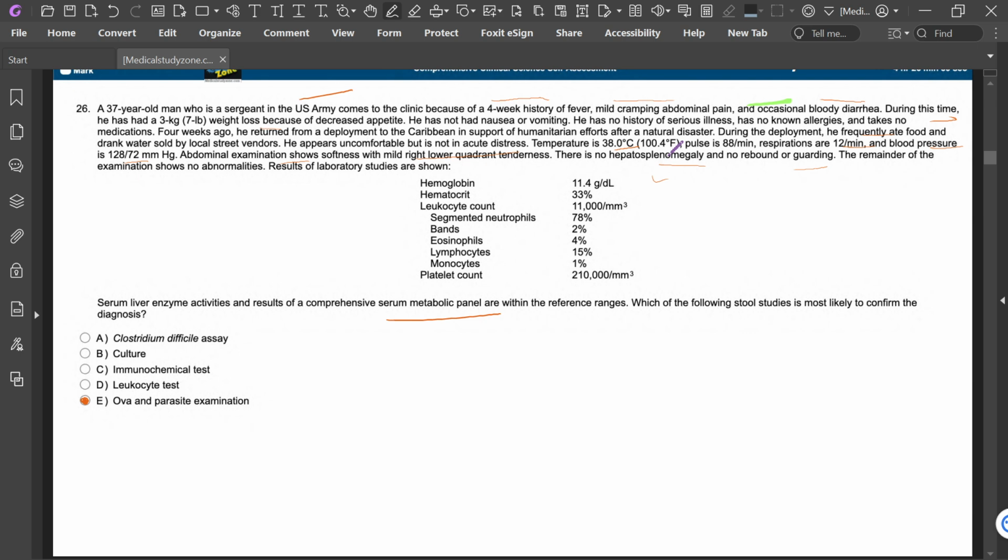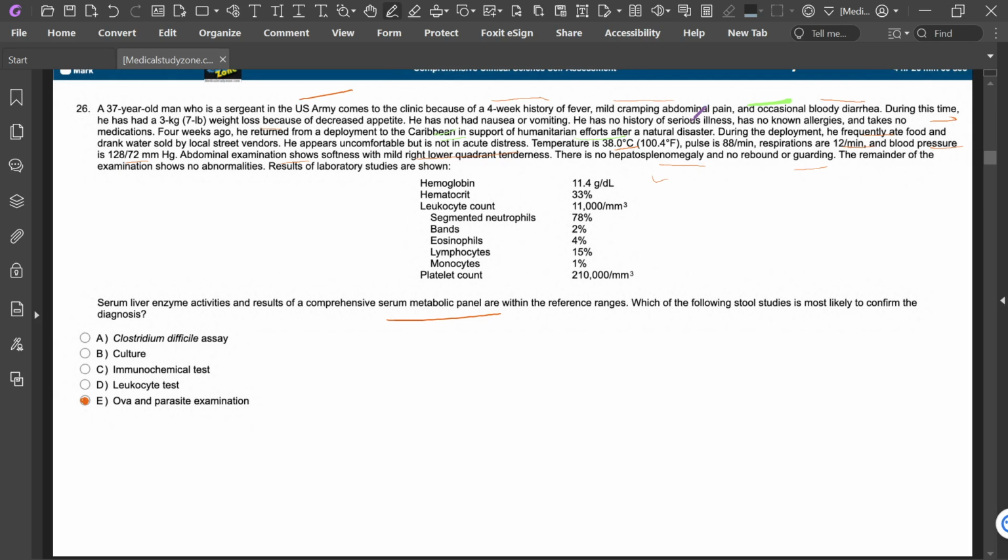4 weeks ago, he returned from a deployment to the Caribbean in support of humanitarian efforts after a natural disaster. During deployment, he frequently ate food and drank water sold by local vendors. He appears uncomfortable but is not in acute distress. Temperature is high, pulse normal, respiration normal, BP normal. Abdominal exam shows softness with mild right lower quadrant tenderness. There is no hepatosplenomegaly and no rebound or guarding.